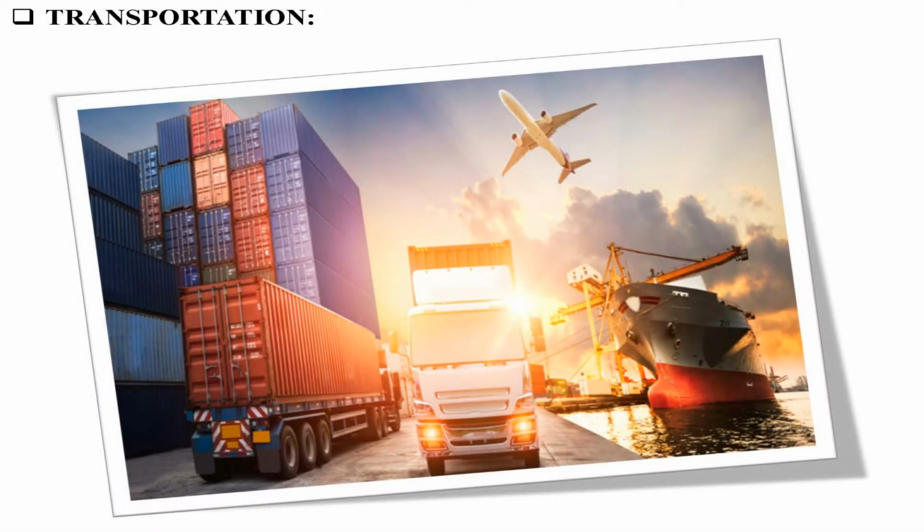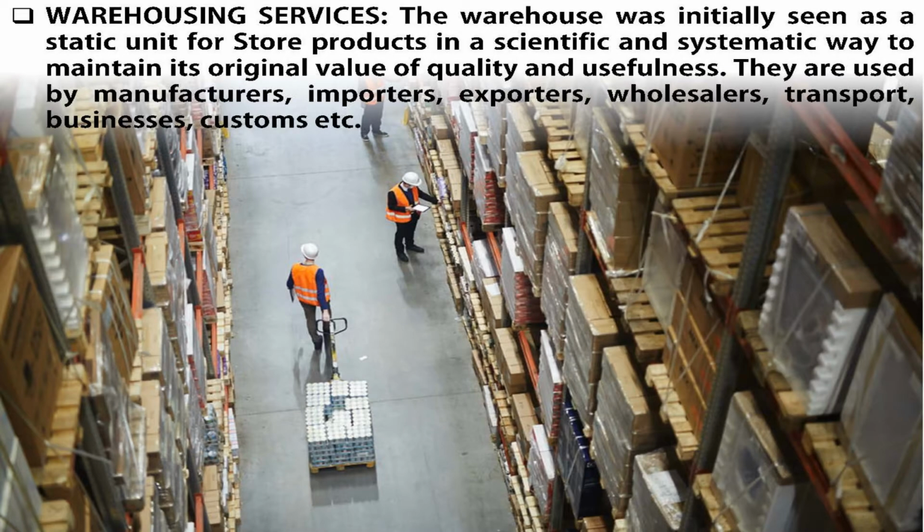Next is transportation. We know about transportation. So transportation usually helps to transfer goods from one place to another place. We already discussed this topic. Warehousing services. The warehouse was initially seen as a static unit for storing products in a scientific and systematic way to maintain their original value, quantity and usefulness. They are used by many manufacturers, importers, exporters, wholesalers, transporters, businesses, customers, etc.